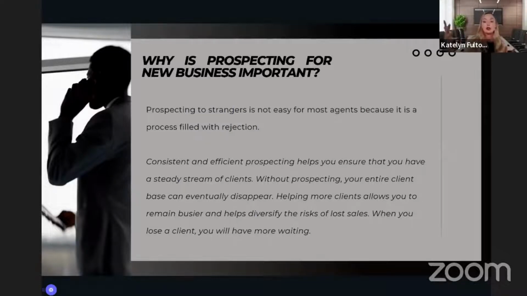So helping more clients is going to help you remain busier, and it's also going to help diversify the risks of lost sales. So when you lose a client, you're going to have more waiting. How many of my new agents, or even experienced, how many of you have worked with a client for so long and then they decided not to do anything? They decided not to buy or sell. I'm going to assume there's a lot of us, right?